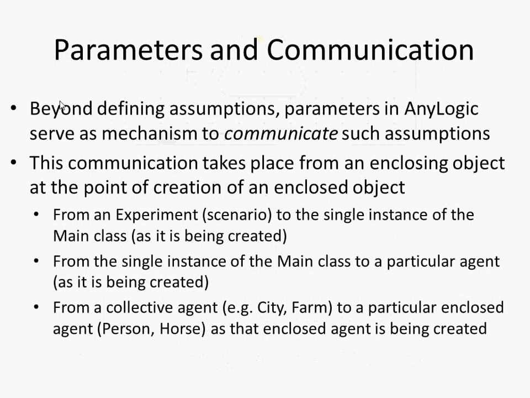And from a collective agent, like if we had a city, or a farm, if we had within that city people, or within the farm we had horses, that collective, the city or the farm, would be telling each person that gets created within it, hey, you have this sex, you have this ethnicity, you have this income, you have this location, what have you. And the horse can be told its parameters as it's being created. So you have this saddle, you have this color of mane, or this coloration, or what have you.